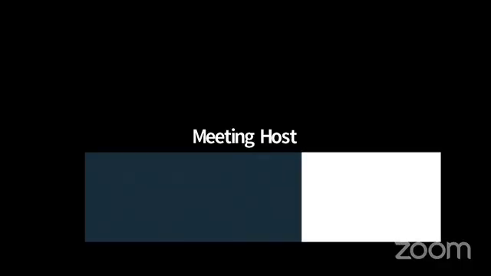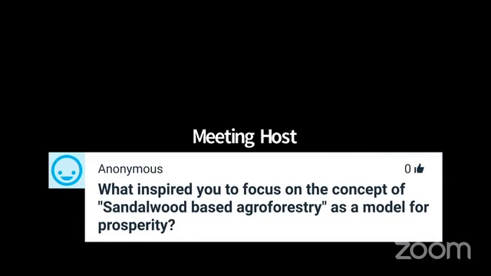The first question is, what inspired you to focus on the concept of sandalwood-based agroforestry as a model for prosperity? Madam, what inspired me, because I worked for 25 years in that field, and I understand that sandalwood is one of the major crops which is in deficiency, and large scale cultivation of sandalwood will be very much beneficial for the farmers.